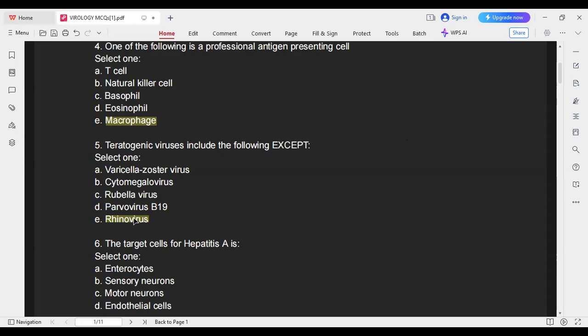So, varicella zoster virus is a teratogen. Cytomegalovirus is a teratogen. Rubella virus, we know it causes congenital rubella syndrome, as we have done. And then parvovirus B19 is a teratogen. It causes hydrops fetalis. You remember what you were doing?